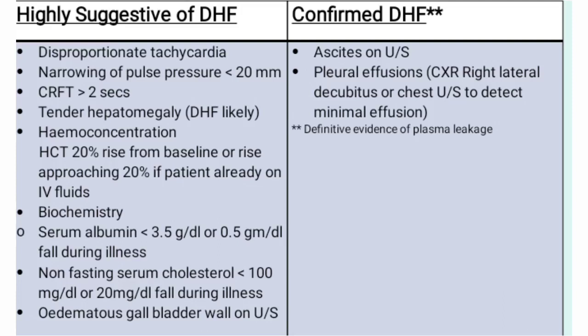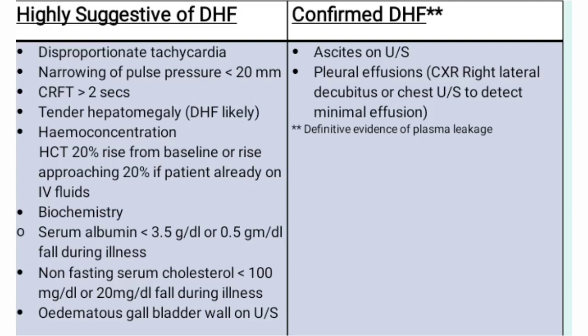So the points highly suggestive of dengue hemorrhagic fever are disproportionate tachycardia, narrowing of pulse pressure to less than 20 millimeter of mercury, capillary refill time of more than 2 seconds, tender hepatomegaly, hemoconcentration in the form of a 20% rise of hematocrit from the baseline, or approaching 20% rise in a patient already on IV fluids. Then in biochemistry we will get serum albumin less than 3.5 gram per deciliter or a 0.5 gram per dl fall during illness, non-fasting serum cholesterol less than 100, so hypocholesterolemia occurs, or a 20 milligram per deciliter fall during this illness, and an edematous gallbladder wall on ultrasound.